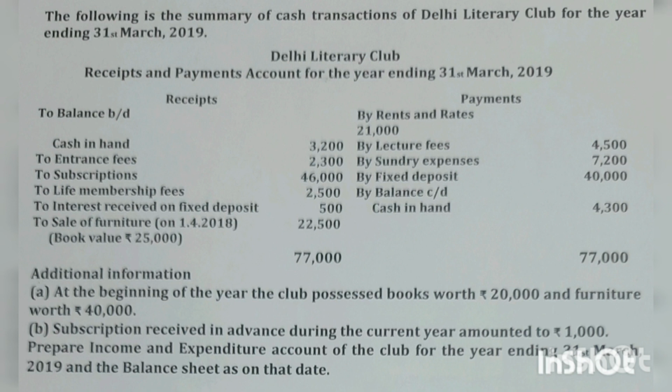Then life membership fees. Life membership fee is the lump sum amount received from the new members joining the club. Since the amount is collected only one time, this should be treated as a liability and should be shown in the liability side of the current year balance sheet, amount is 2,500. Next, interest received on fixed deposit. Interest received on fixed deposit is the income. This should be shown in the income side of income and expenditure account.